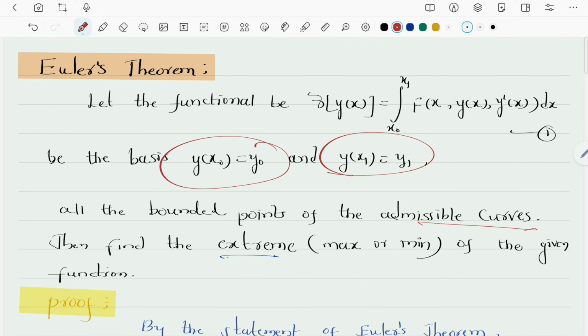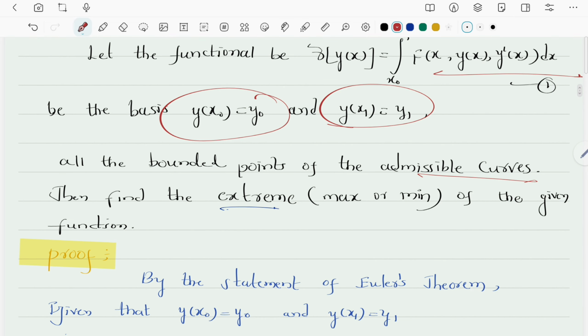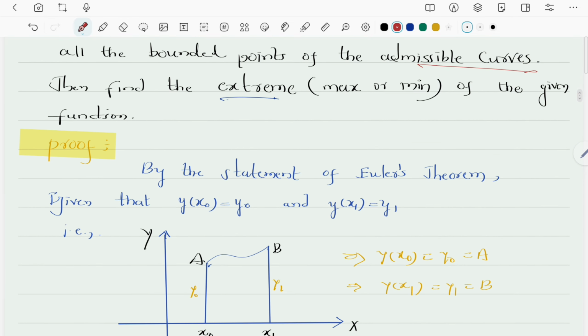We see in detail what the statement is. Let the functional be gamma of y of x equal to the integral from x naught to x1 of f of x comma y of x comma y dash of x into dx, with the boundary points y of x naught equal to y naught and y of x1 equal to y1, all the boundary points of the admissible curves. And then we have to find the extremum, maximum or minimum, of the given functional.